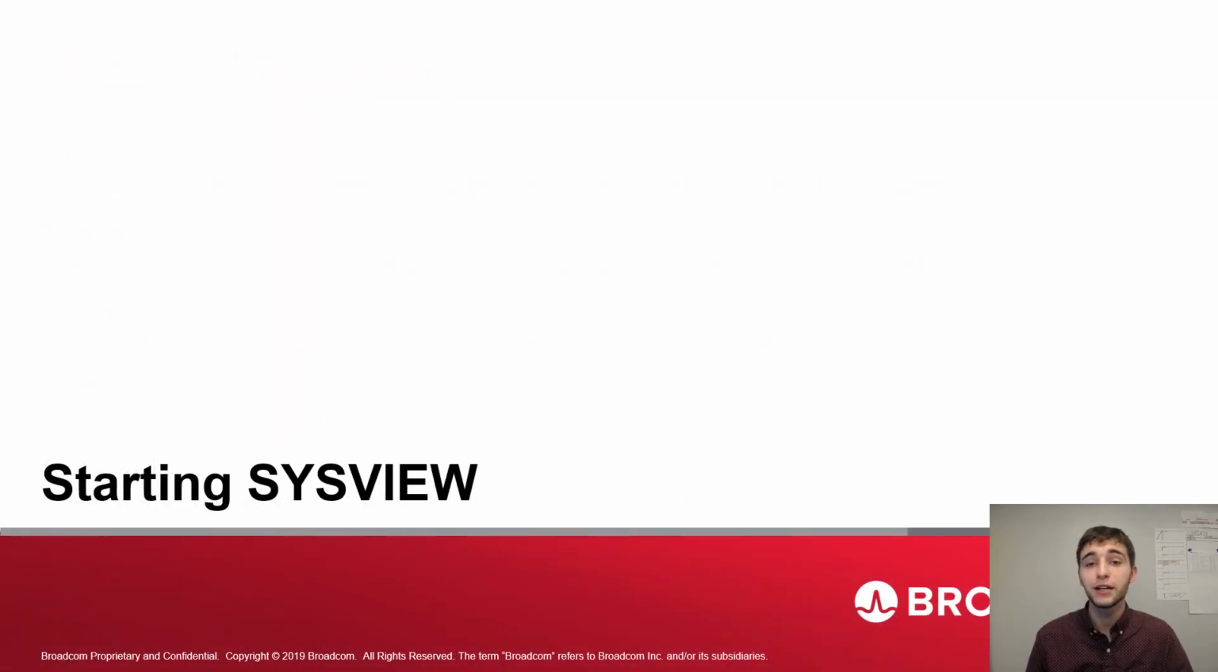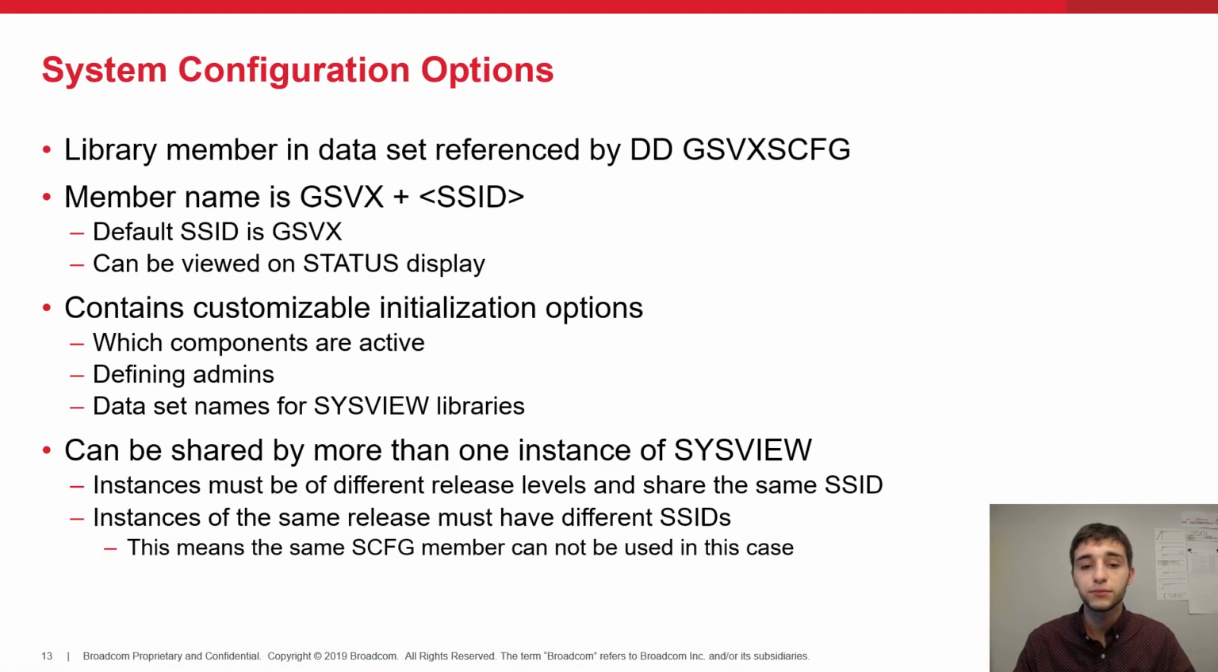Now before discussing using SysView, I will discuss some concepts regarding starting up SysView. When the required SysView address spaces first start, they will look for the system configuration member, which is referenced by the DD GSVXSCFG. The member name is a concatenation of GSVX and the SSID that was defined at SysView installation. This member contains various customizable options that make SysView specific to you. For example, this member holds definitions for which SysView components are active, administrator user IDs are defined here, and dataset names for the SysView libraries, and much more.